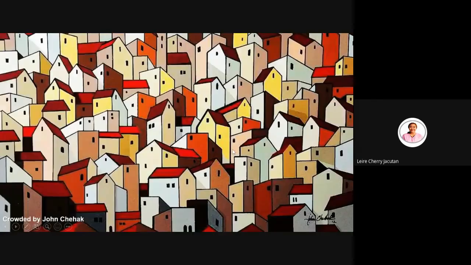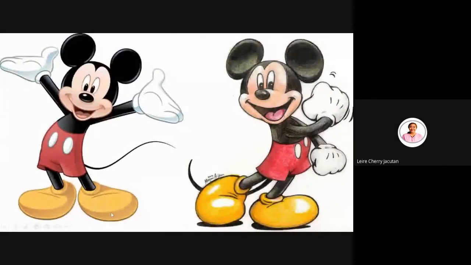And then meron din naman na iba ng ginagawa nila, is talagang zero out nila yung negative space. So it makes the picture more crowded. Gaya nitong painting na to ni Jan Chehak. Wala siyang negative space kasi pinuno niya lahat ng positive space. So it becomes crowded. Ito yung isang example ng how do you manipulate negative space, di ba?